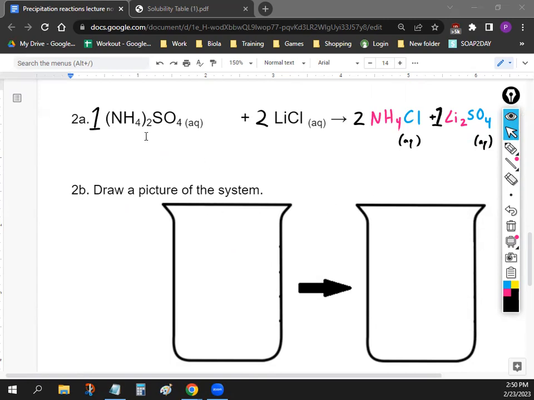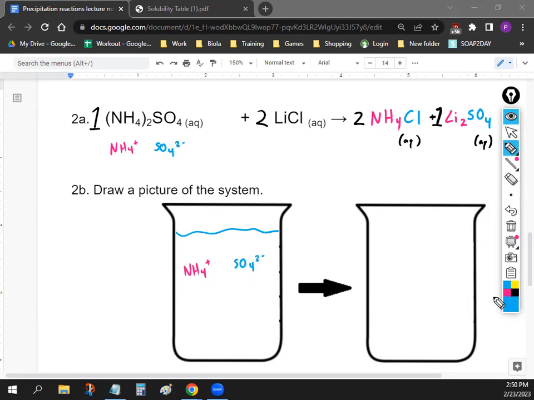All right, lastly, we're going to draw the picture of the system. So this is a thing that we've been doing. We just need to put the ions in here. I'll give them to you just because you guys should be familiar. If you notice on the left side, the positive ion for this one is NH4+. So we're going to write NH4+. The negative ion for this one is SO4 2-. So we can write SO4 2-.